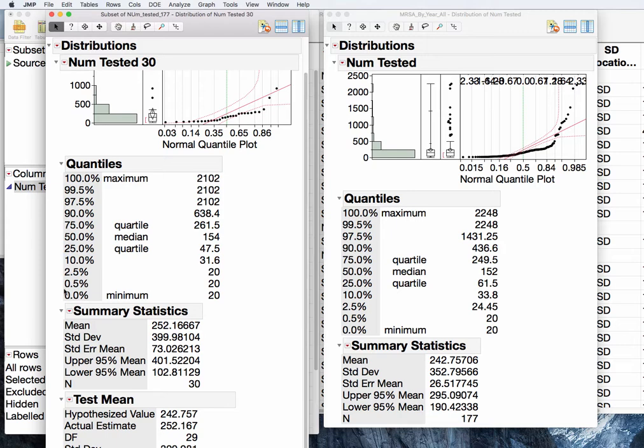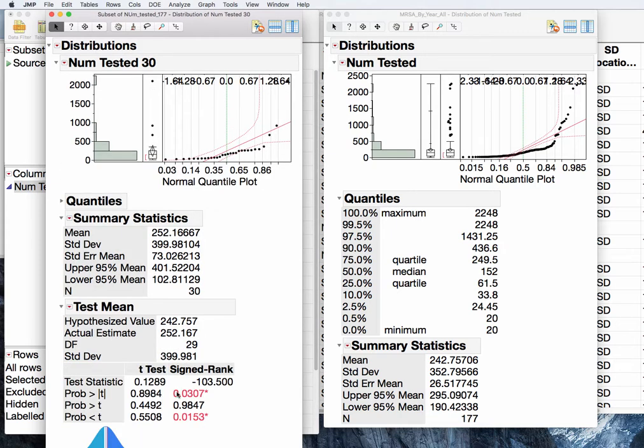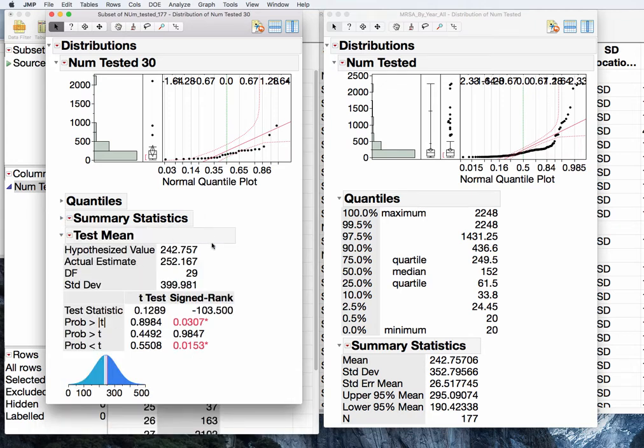Now JMP will give you your t-test statistic as well as your Wilcoxon signed rank statistic. We can ignore the t-test results right here, and just say that this doesn't hold because we are not assuming normality. What we want to focus on is the signed rank results.